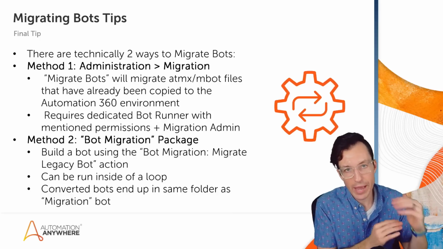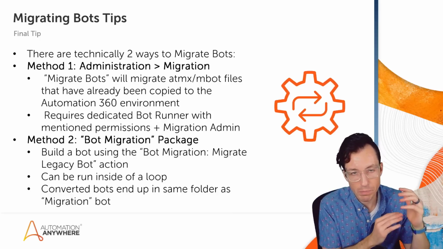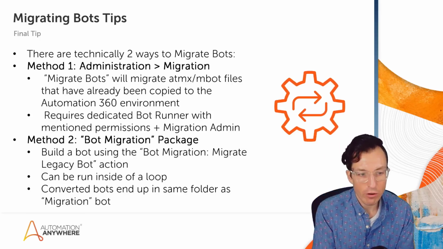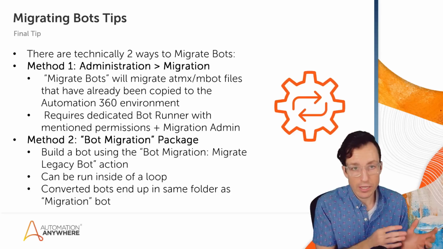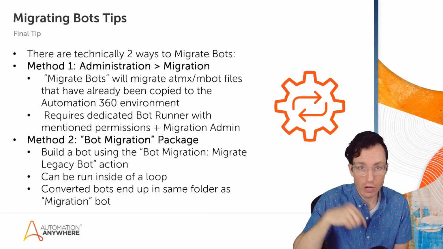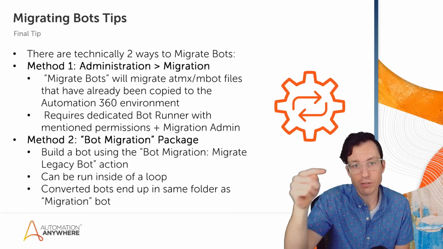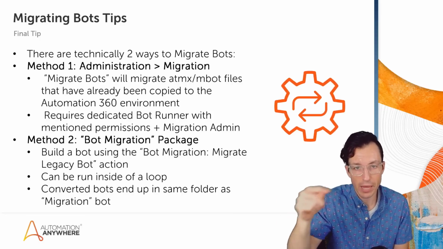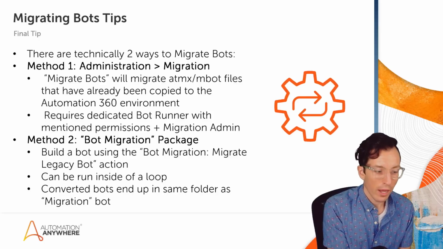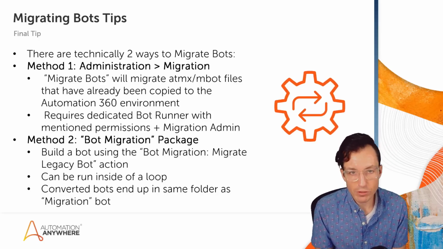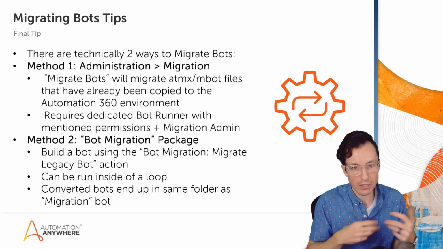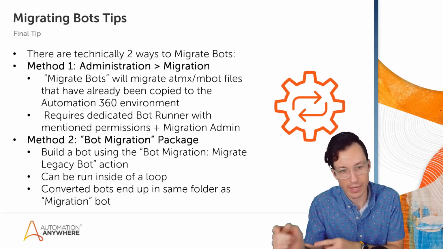Regardless, one of the packages that does come with the product is called bot migration. And that package has a specific action in it called migrate legacy bot. And you can use this to migrate ATMX files that are stored locally, right? So it's an ATMX file that's on my machine. I can use that to convert to an Automation 360 compatible bot that will live on the Automation 360 control room. So one tip on that, it can be run inside of a loop. So if I want to create this bot that will scan this folder and find all the ATMX files and all the MBot files and convert them, I can do that.